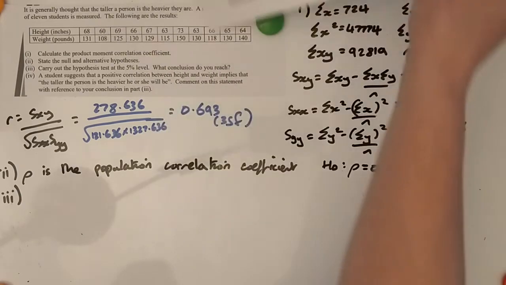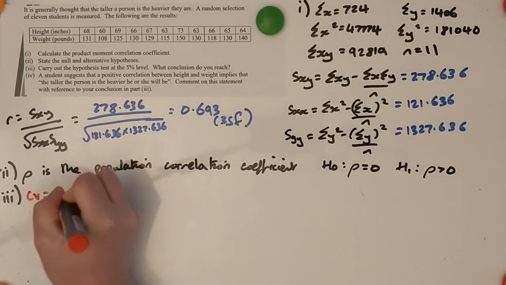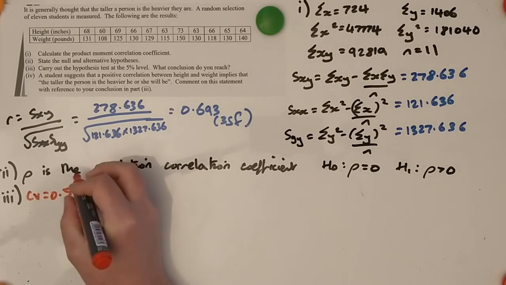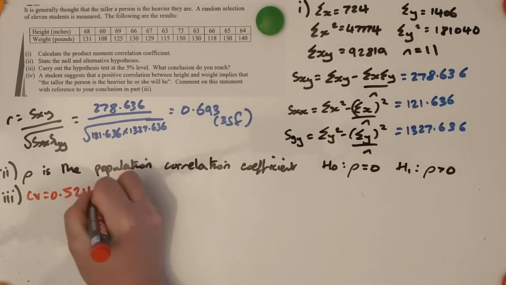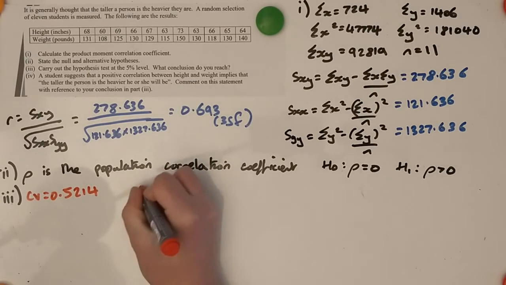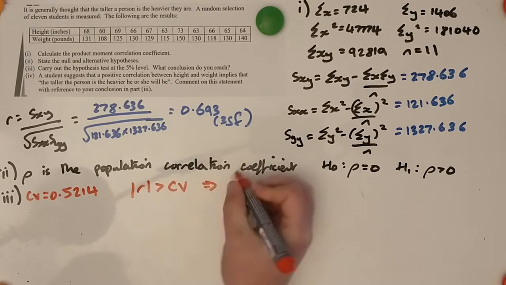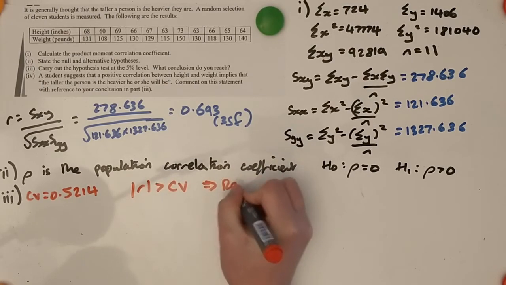Okay, so my critical value is 0.5214. And my value of R is 0.693. So because R is bigger than my critical value, this means I am rejecting H0.